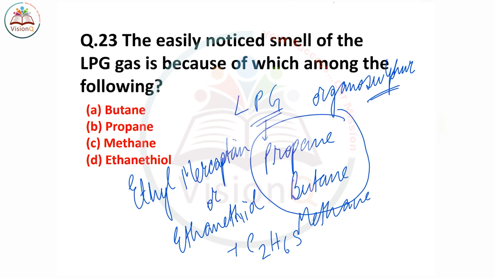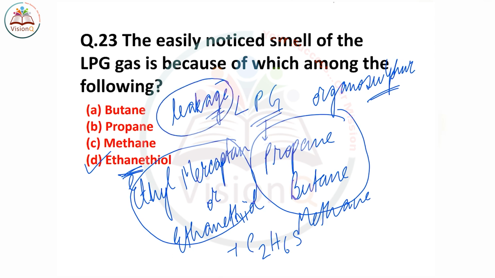Now this compound is added in the LPG cylinder to detect leakage of the cylinder. We know whenever a cylinder gets a leak, a smell comes out, isn't it? So this smell is because of this compound, which is known as ethane thiol or ethyl mercaptan. Butane, propane and methane do not have any smell, but ethane thiol has a characteristic smell to warn of the leakage of the cylinder. The main use of this gas is to detect the leakage of the cylinder.